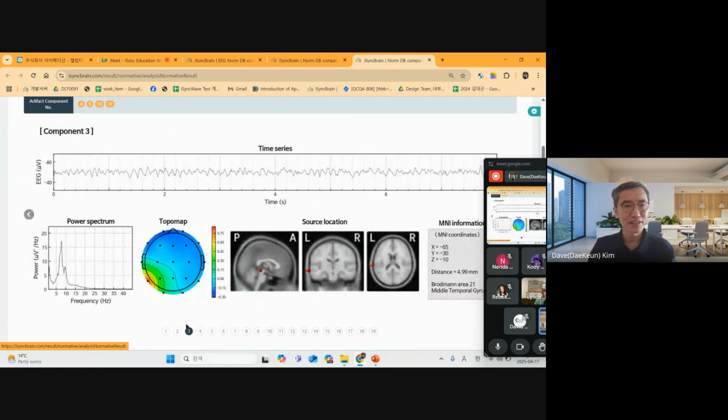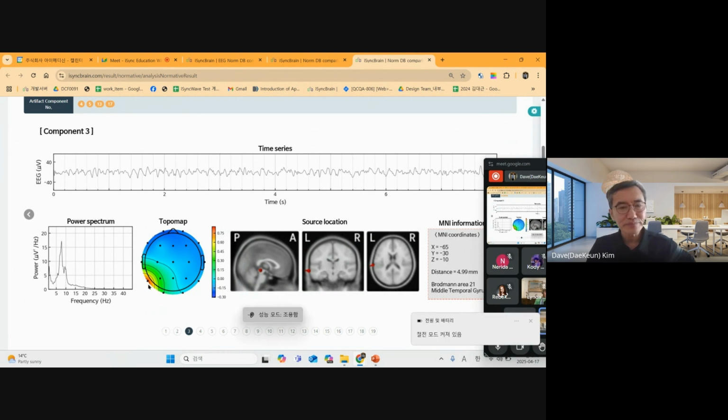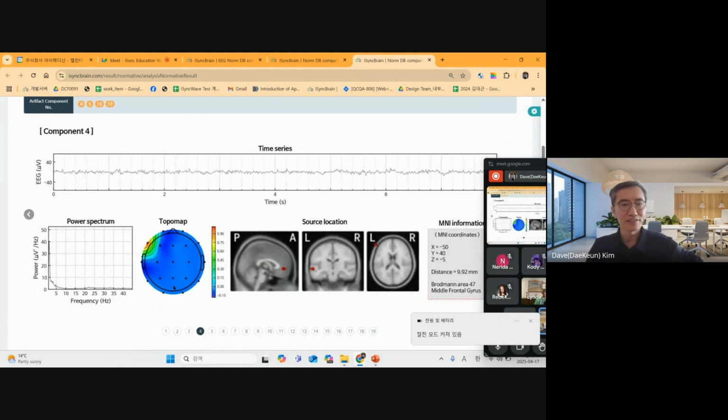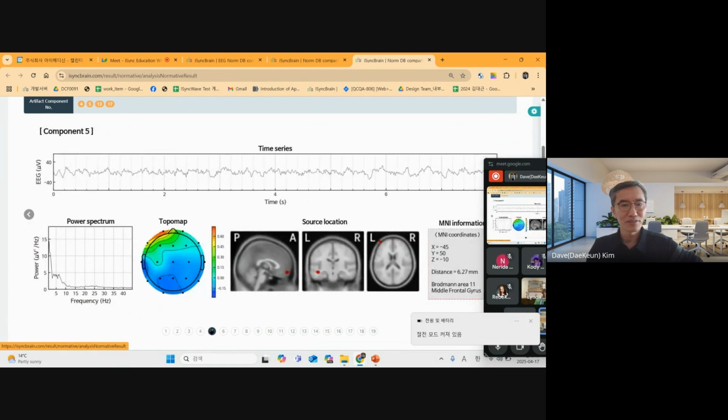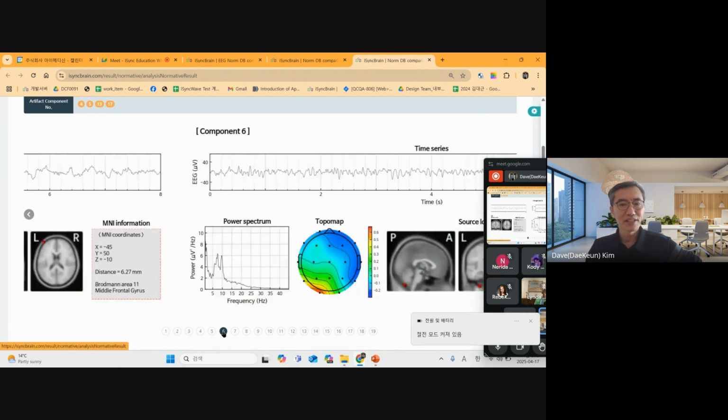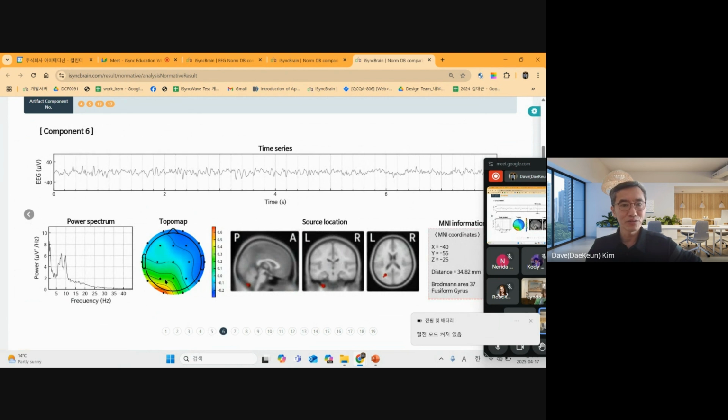But we can still see this kind of slow activity in the T5, and yes, we can also see a little bit of slow frequency in this left-sided area. And this is the healthy real alpha activity, and you can see a little bit of slow edge of alpha is combined.